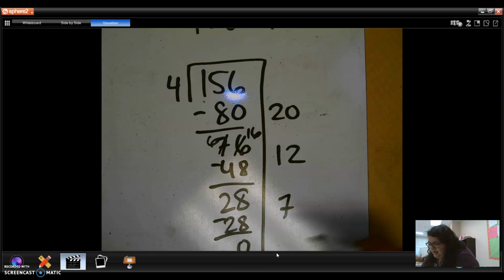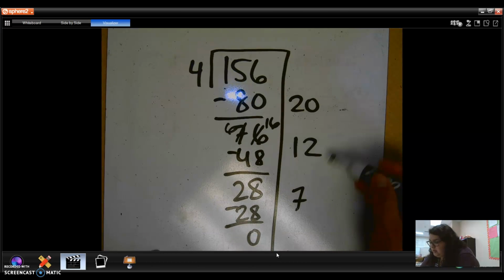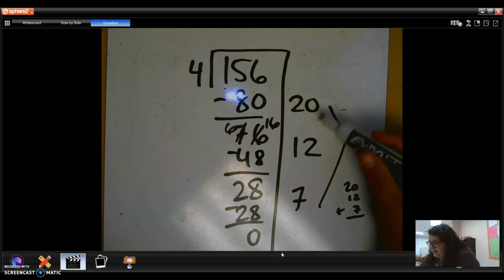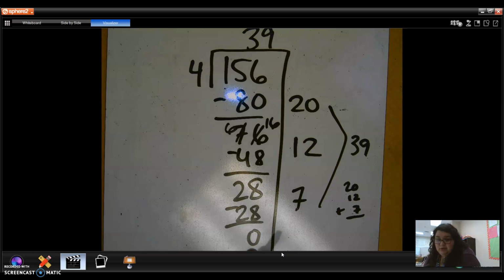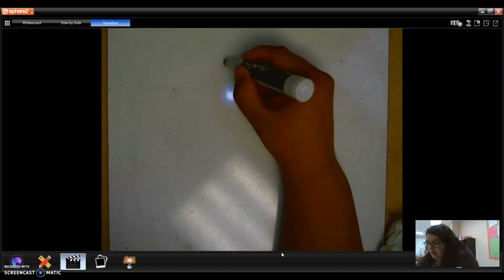You subtract. So now these are parts of your quotient. These are your partial quotients. You add them together, and you can add it together if you need to. 20 plus 12 plus 7. But I know that 20 plus 12 is 32, plus 7 is going to be 39. So my quotient is 39. I have 0 remainders.